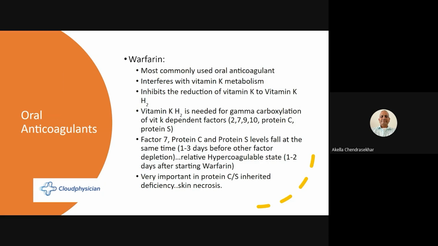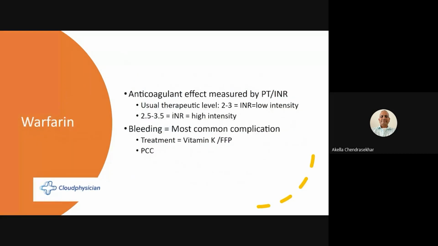And if you're reversing, you can use prothrombin complexes, but really speaking, vitamin K and FFP do a pretty good job. Prothrombin complexes are much more expensive. If you think about prothrombin complex, what is it? It's factor 9A being provided. So again, keep that in mind. Okay, next slide.